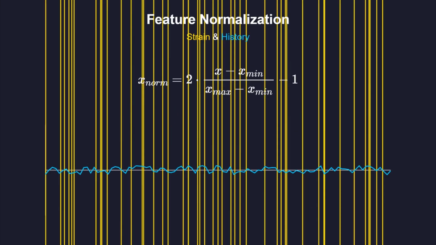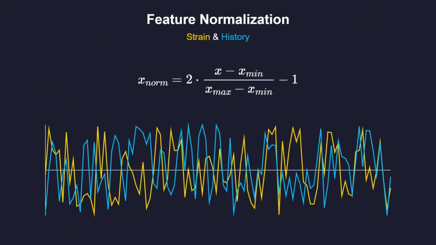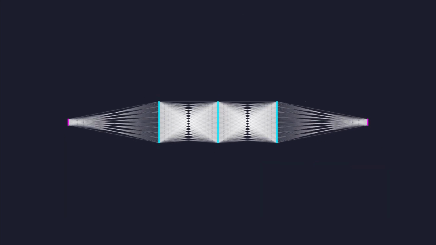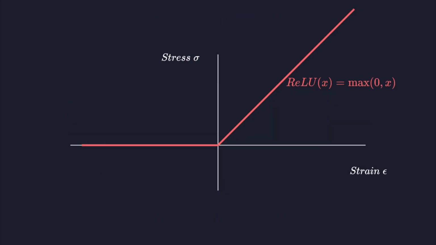Neural networks are sensitive to the magnitude of input values. Normalize strain components and history variables to a range between -1 and +1 to prevent gradient vanishing issues during the training phase. For most constitutive laws, a multi-layer perceptron with 3 to 5 hidden layers is sufficient. Each layer should have 64 to 256 neurons to balance accuracy with the computational speed of the inference.